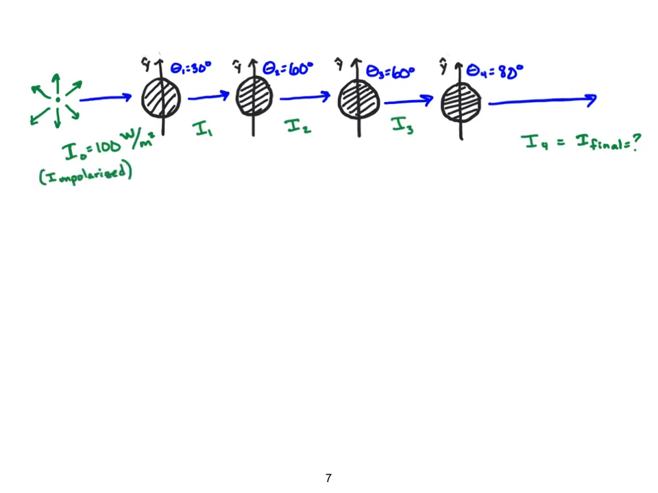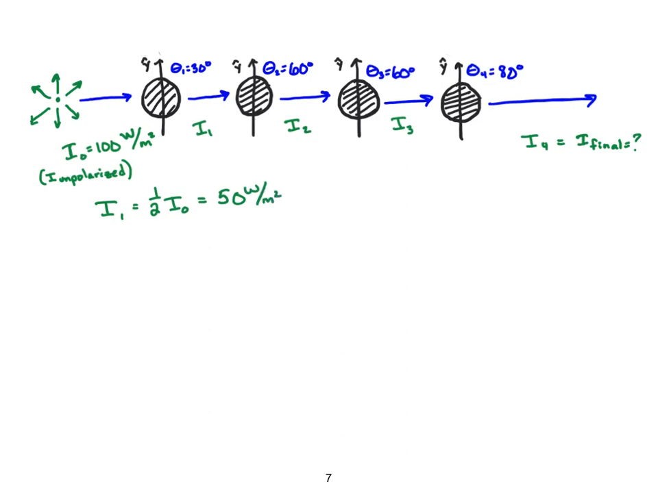When it goes through the first filter, it actually doesn't matter what the angle of the filter is. We know that when it goes from being unpolarized to polarization at some angle, the formula that we need to use is that I1 equals 1/2 I0. So this gives us I1 equals 50 watts per meter squared.